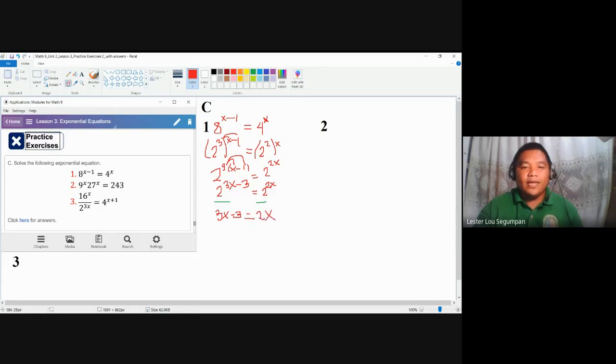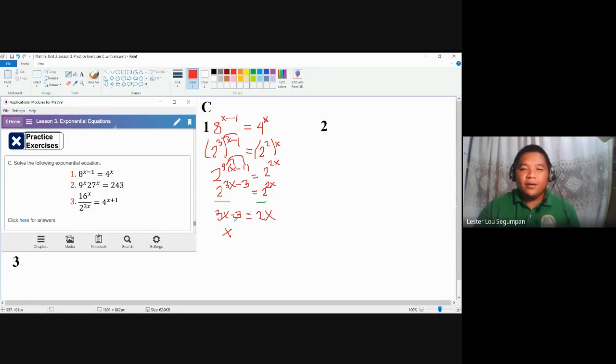Now, instead of an exponential equation, the form that we have made is already a linear equation. So how do we solve this? Subtract both sides by 2x. So that's why 3x minus 2x becomes x. 2x minus 2x becomes 0. And then add both sides by 3.